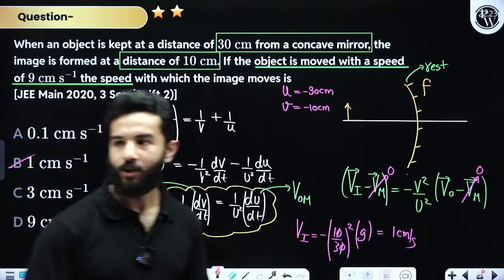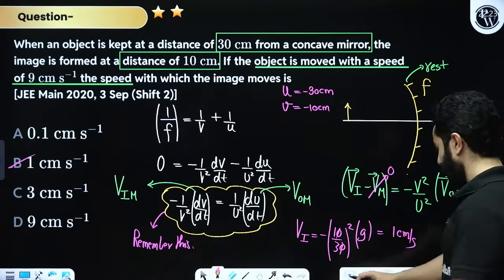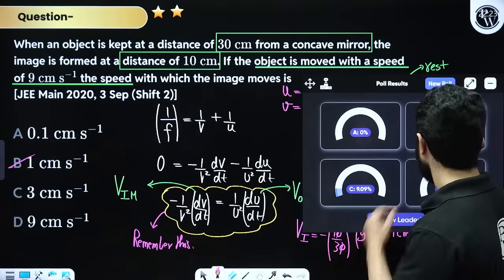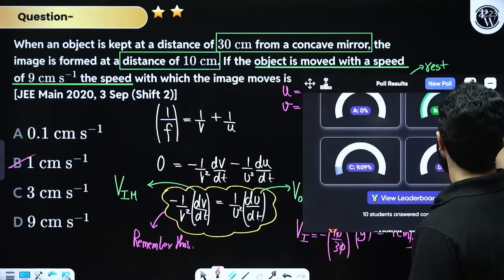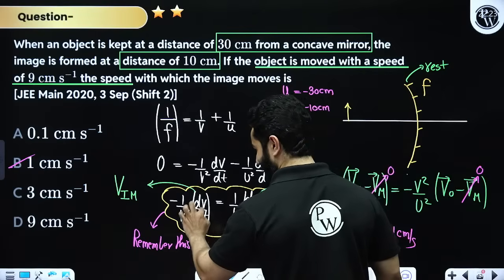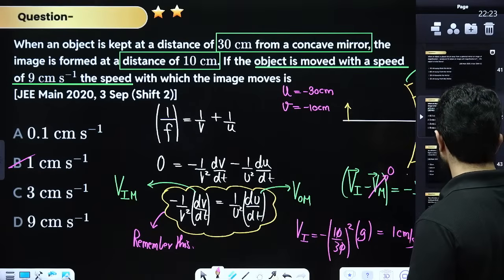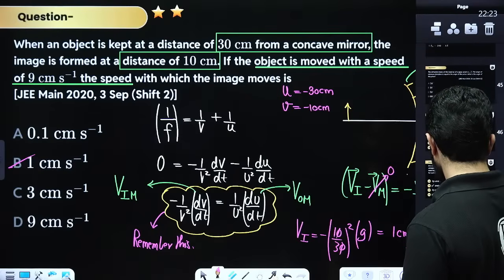B. Quickly let me know in the chat box. All sorted, all done. This was a moderate level problem. Very good. See, the poll is working. So from now on, remember it, and also remember that this is with respect to the mirror. Okay. Moving on to the next question. Let me give you some more questions.